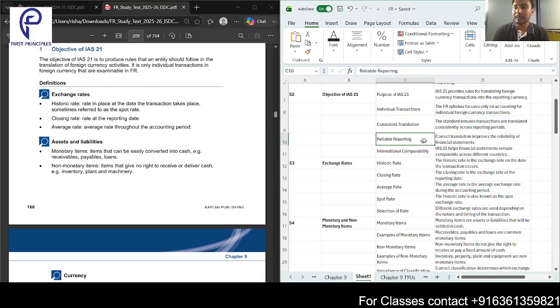Next, reliable reporting. Correct translation improves the reliability of the financial statements. If I've translated it correctly, I've used the correct rate. Imagine if she had paid me in Malaysian currency, a different currency, and I use that exchange rate to convert Arpita's £10 payment to me. That's a wrong translation, so I cannot do that. I have to ensure correct translation. So that's the objective of IAS 21.